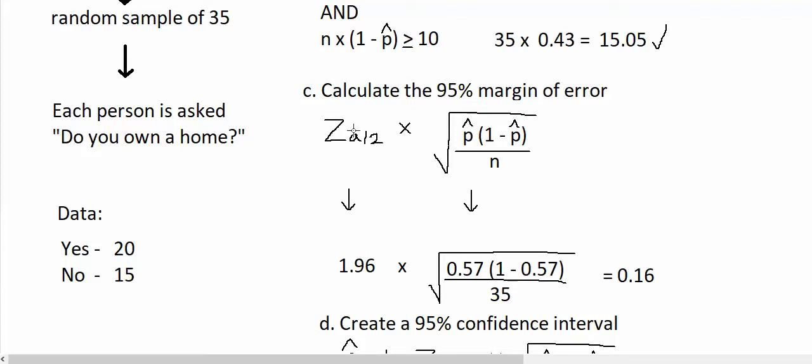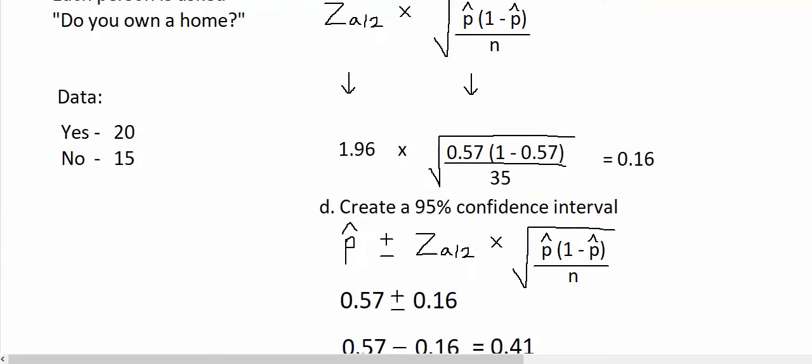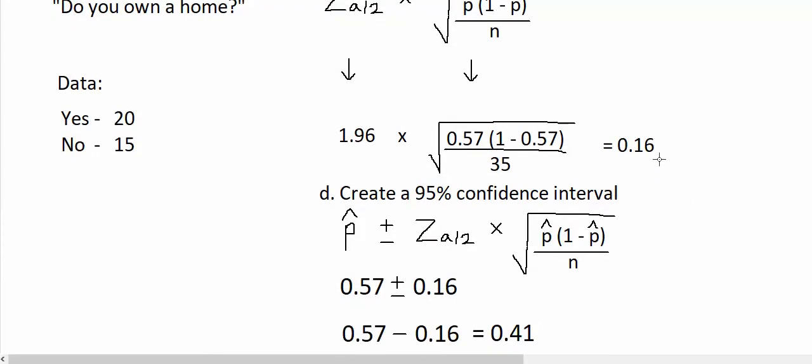Just like before, we go to the table and we get the z of 1.96. Over here, we have to plug in our p hat from part A of the question. It's 0.57, and plug in our sample size, which is 35. When we do all of this work, we get an answer of 0.16. That's our 95% margin of error.